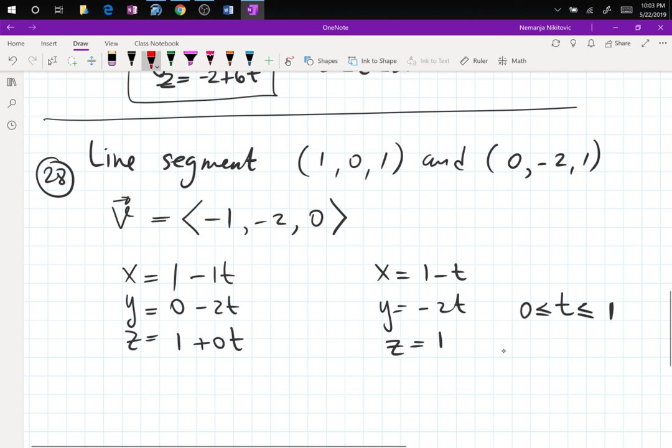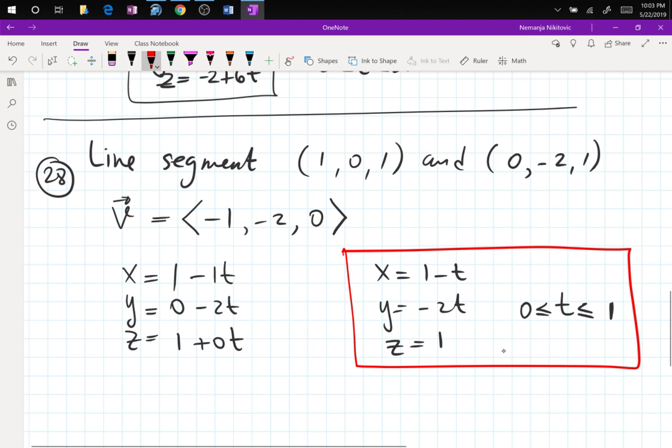This skill will be important for our last chapter, when we have to do line integrals, and then we'll have to figure out the line segments and so on.